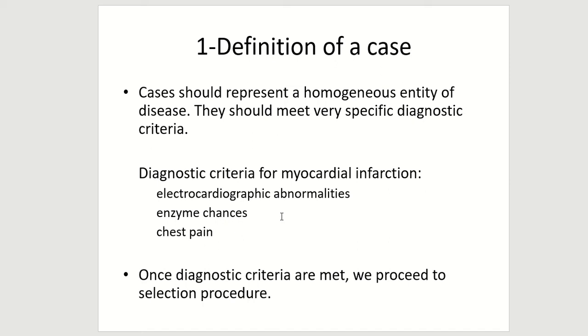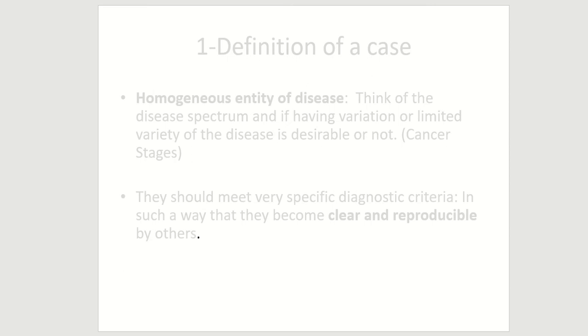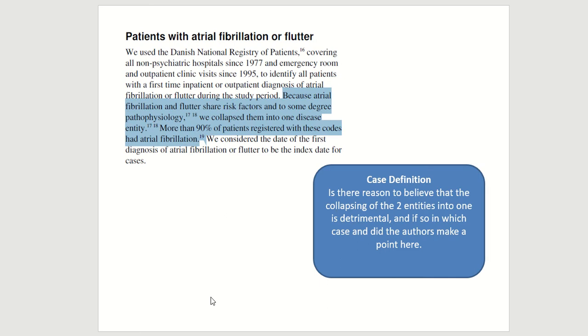So diagnostic criteria, for example, for myocardial infarction are the following three things. If a study is not using these three criteria, they're only using one of them, then you ask yourself, how good is their definition of the case? Once diagnostic criteria are met, we proceed to selection procedures. So here you have a slide that I'm skipping, and we go back to the article. What was the case definition used, and were the selection criteria clearly defined? So let's go to the article and let's read and see what's the question.